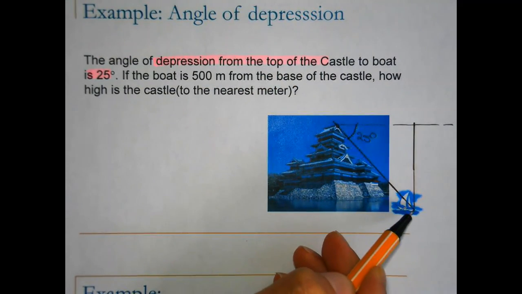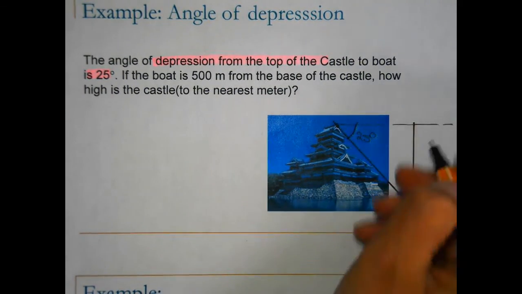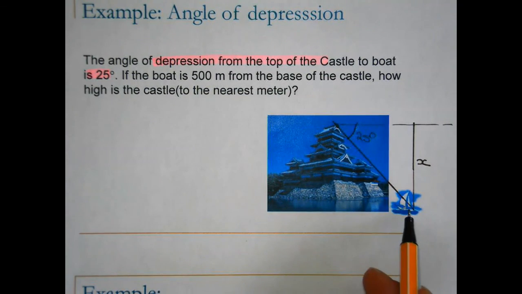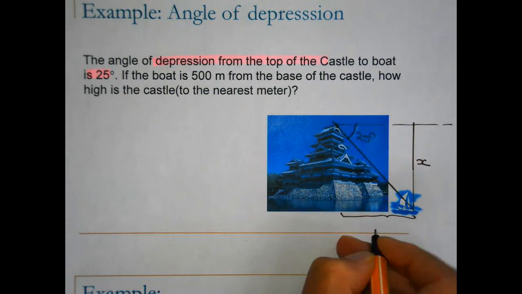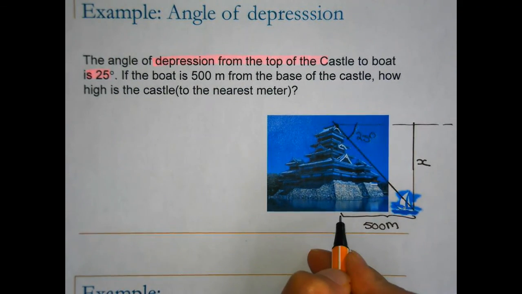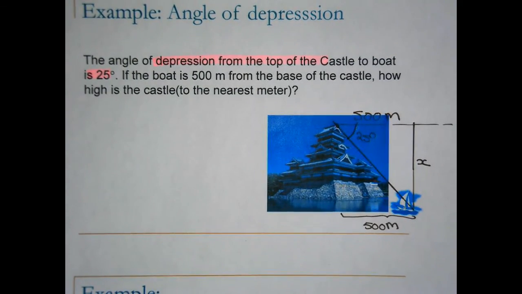What we want to figure out is the height of this castle. So this is what we are interested to find. This is our x. How tall is this castle? And what we know is that the distance between the boat and the base of the castle is 500 meters. So if this distance is 500 meters, it's going to be the same thing here. So this is going to be 500 meters as well.